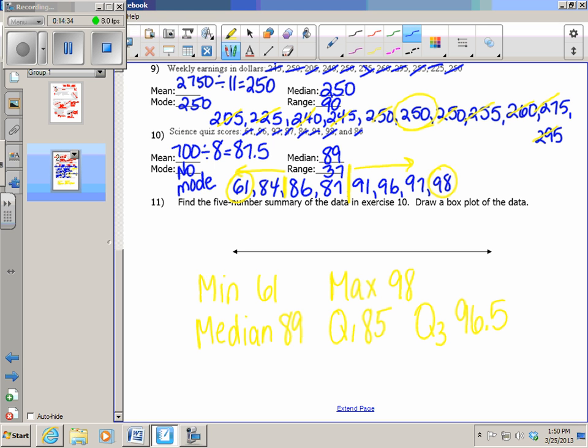Now I'm going to plot this information on my line. I'm actually going to start at 60. I'm going to count by 5 up to 100. 65, 70, 75, 80, 85, 90, 95, 100. And I'm just going to kind of estimate where 61 would be, where 98 and 96.5. And now I can draw my box and my whiskers.